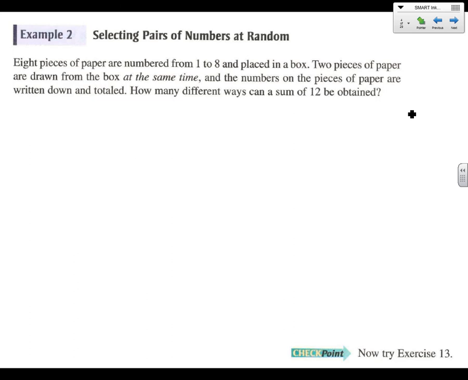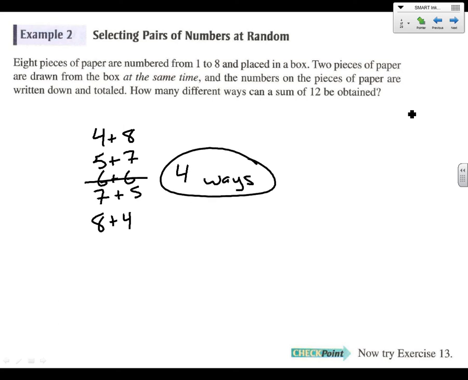Okay, so now we know that it's going to be 4 plus 8, 5 plus 7, 7 plus 5. We're skipping the 6 plus 6 because we can't get a 6 and then a 6, because we're drawing the numbers at the same time. There's only one 6 in that box. And then 8 plus 4. So in this situation, there's only 4 ways we can add up to 12. In this case, the replacement changes the problem.